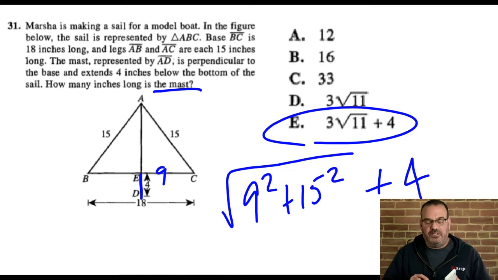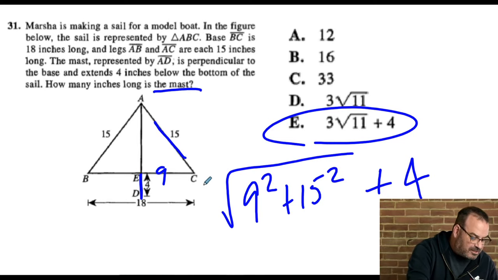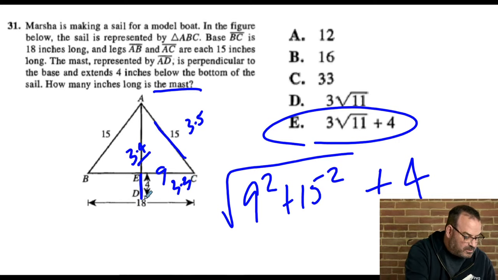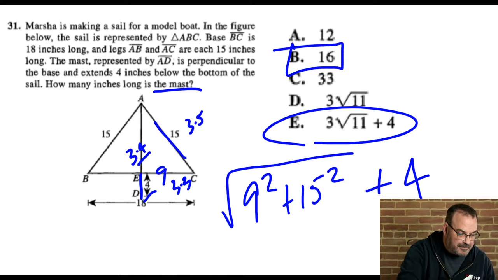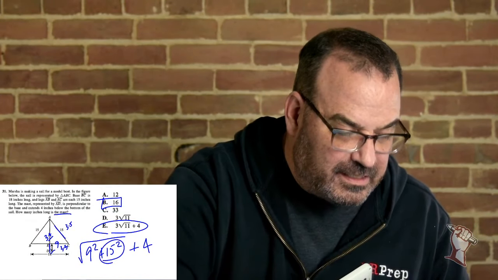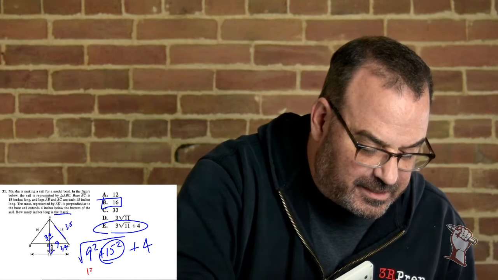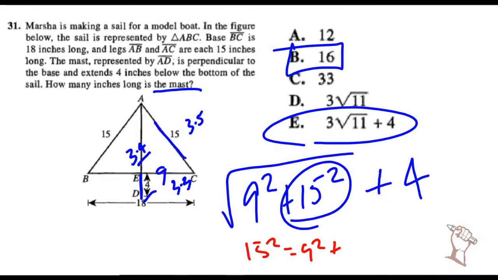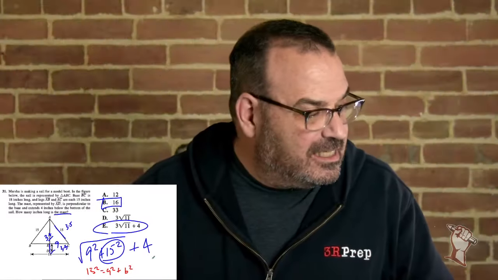Oh, dude, that's the hypotenuse. This is the 3, 4, 5. 3 times 3, 3 times 4, and 3 times 5. I really messed that one up. So this is 12. 12 plus 4 is 16. Man, they made me jump on this bad boy because I did this wrong. So this is 15 squared equals 9 squared plus the mast squared, b squared. And it is a 3, 4, 5. Ugh. I should have practiced this before I did it.